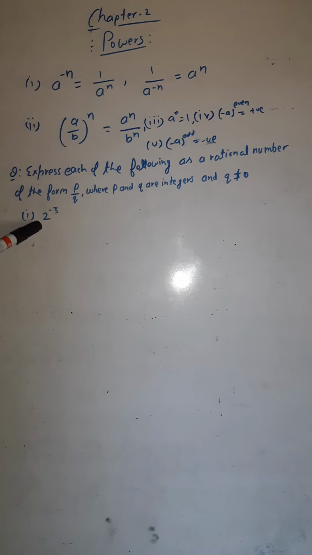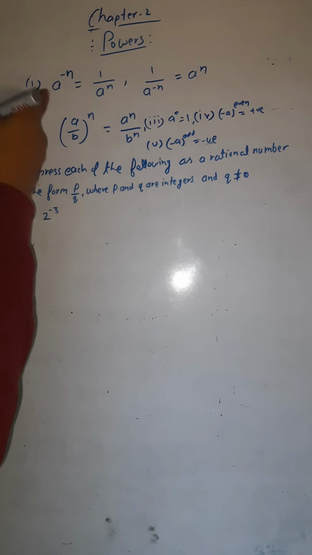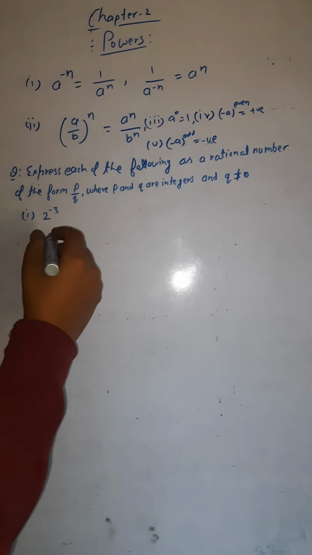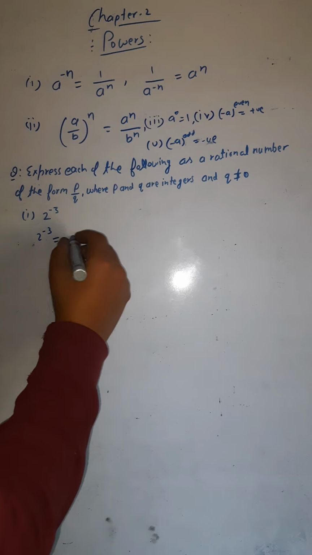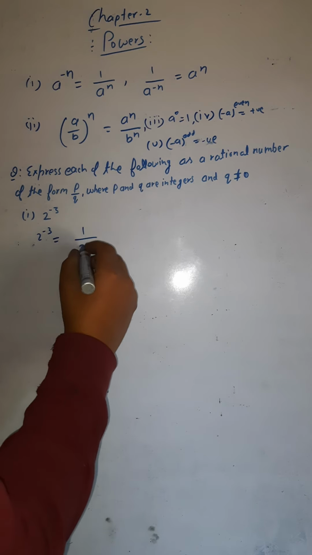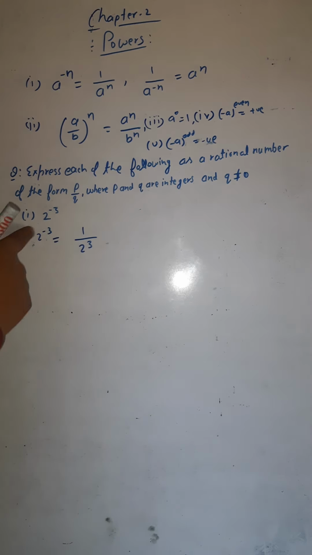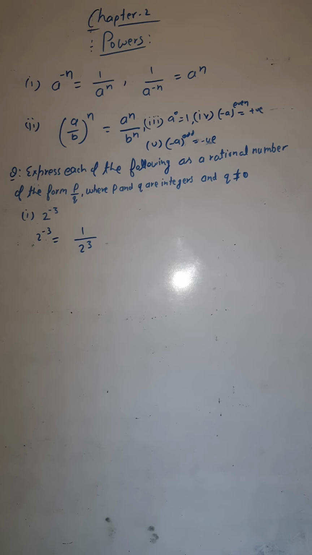In place of a there is 2, so 2 raised to the power minus 3 can be written as 1 by 2 raised to the power 3. Using the first formula, 2 raised to the power minus 3 would be equal to 1 by 2 raised to the power 3. The power would become positive here. Are you getting this? Very good.